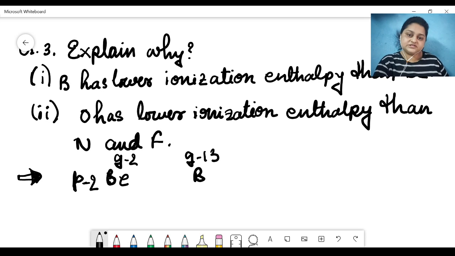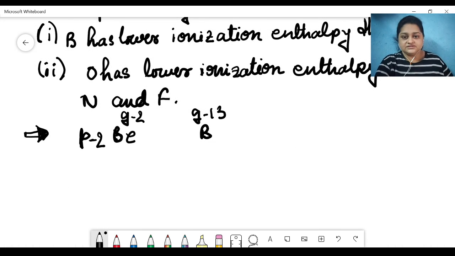So boron is situated further to the right in the periodic table compared to beryllium. So boron should have the higher ionization enthalpy compared to beryllium. But the question is stating that boron has the lower ionization enthalpy compared to beryllium. Now why is that? The answer lies in their respective valence shell electronic configuration.